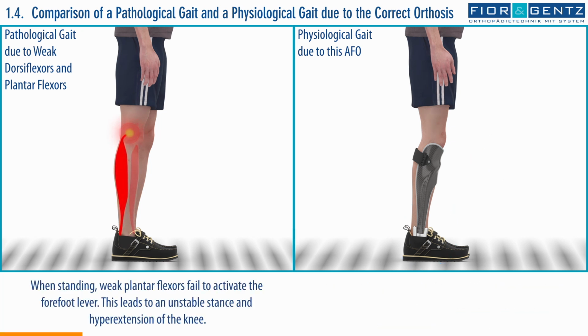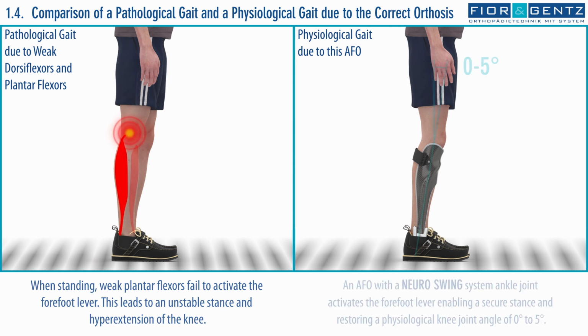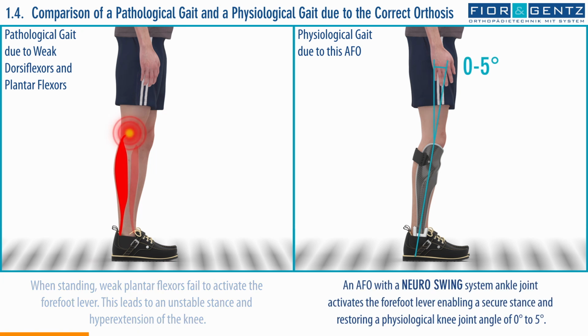When standing, weak plantar flexors fail to activate the forefoot lever. This leads to an unstable stance and hyperextension of the knee. An AFO with a neuro swing system ankle joint activates the forefoot lever, enabling a secure stance and restoring a physiological knee joint angle of 0 to 5 degrees.